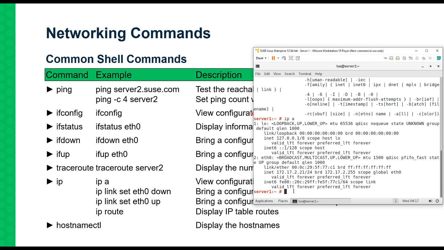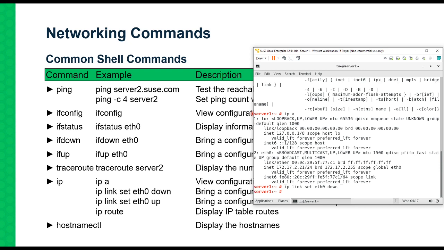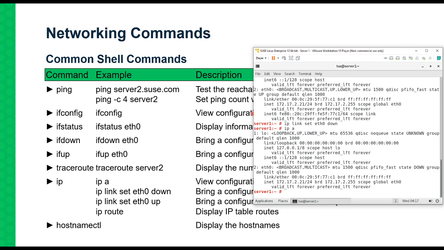Okay, then we look at the ip link set. We go ip link set eth0, and we're going to bring this connection down. Let's go down, and let's do ip a, and currently the connection is supposed to be down. There we go, state is down.